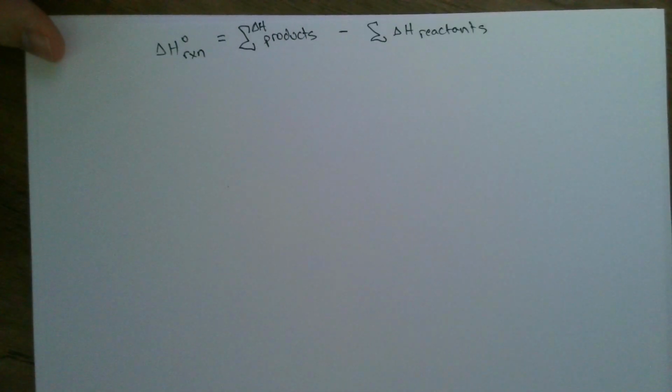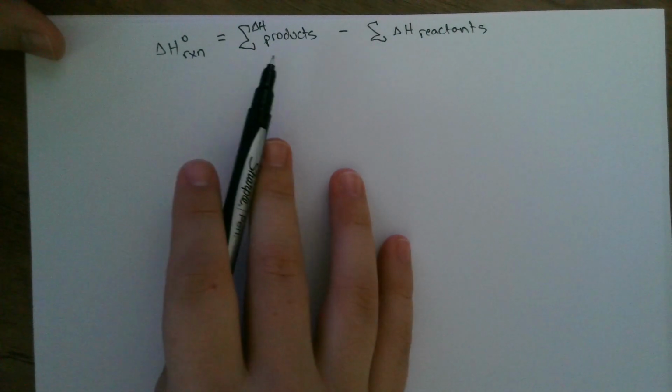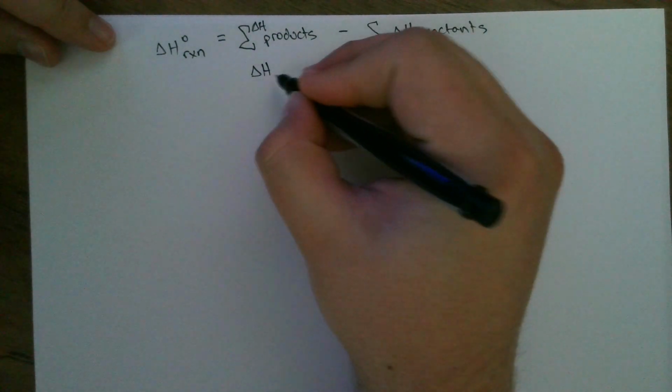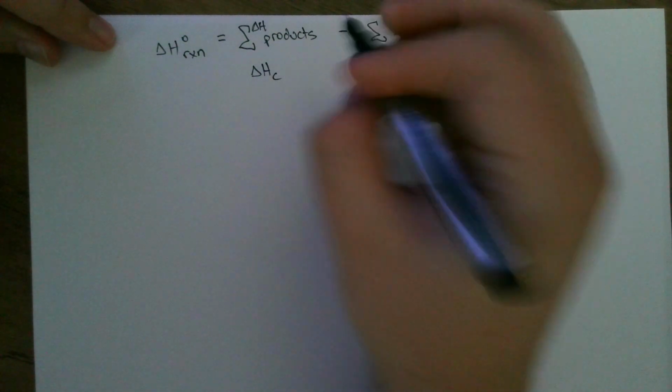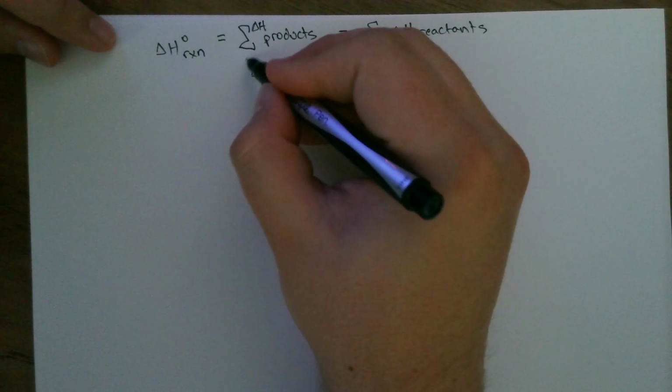That's how I think about this formula. It's still annoying, but it's way simpler. So the sum of the products means you're going to add up the enthalpies of all the products. So maybe C is a product, and maybe D is a product. You're just going to add all those up together.